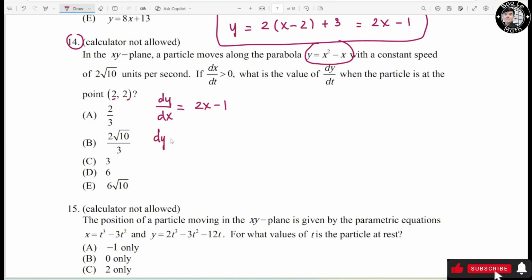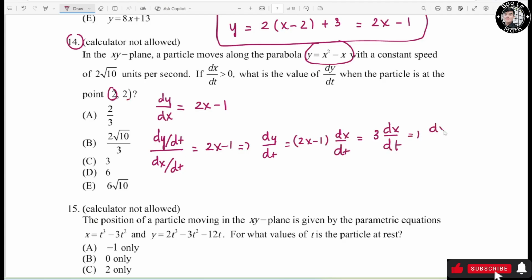So we have dy over dt divided by ds over dt equals 2s minus 1, right? And dy over dt equals 2s minus 1 times ds over dt. Then ds over dt equals 1/3 dy over dt. Now we're going to use the speed right here.